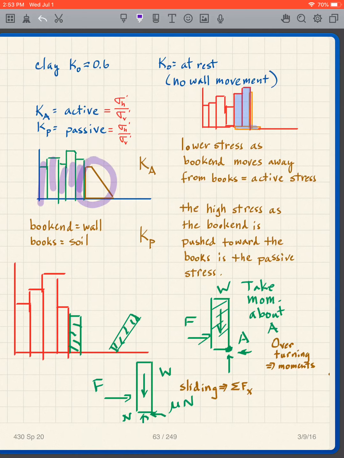And I want you to think about what happens after you put your bookend up there and what you normally do. And I will finish this up in the next lecture.